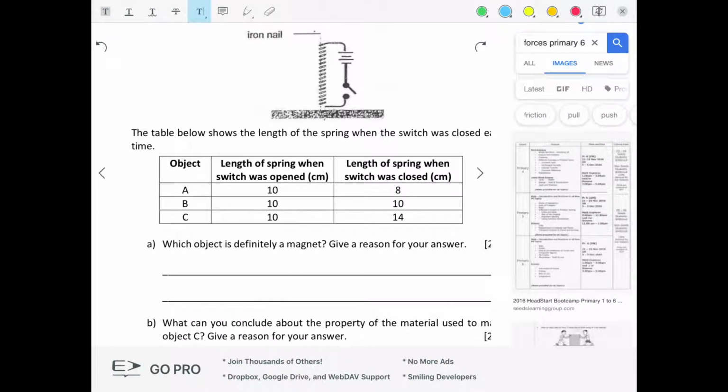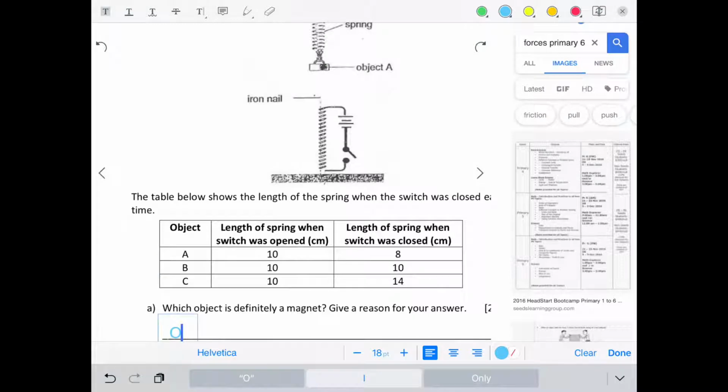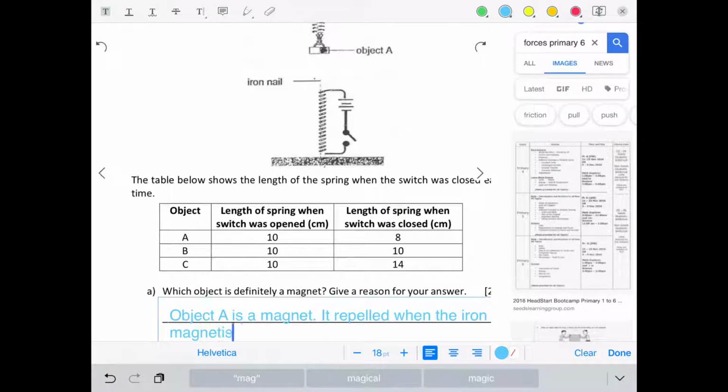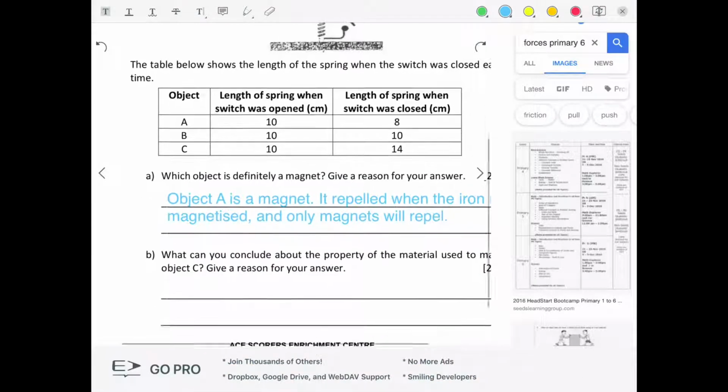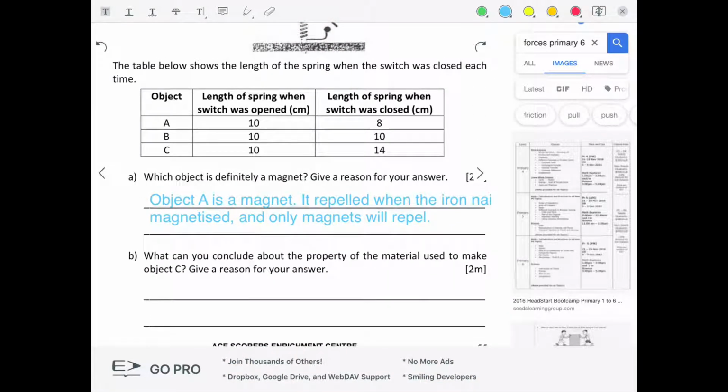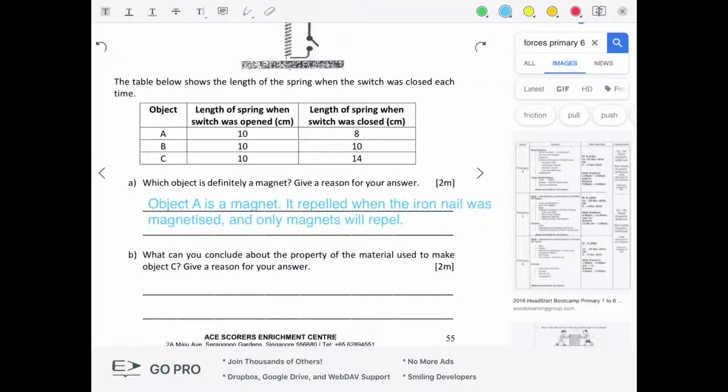Okay, A is definitely a magnet. So why? Because it repels when the iron nail was magnetized, and only magnets will repel. Okay, so that's the key idea: only magnets repel. So what can you conclude about the property of the material used to make object C?